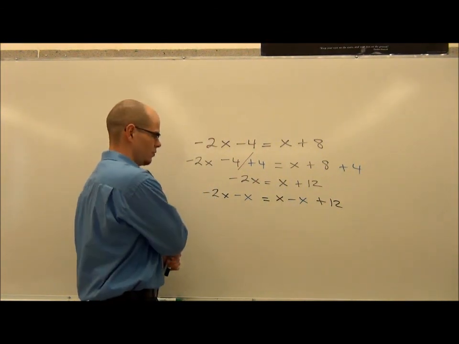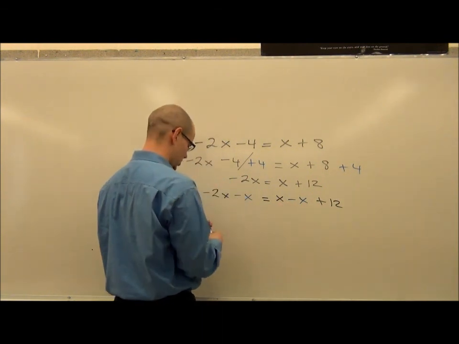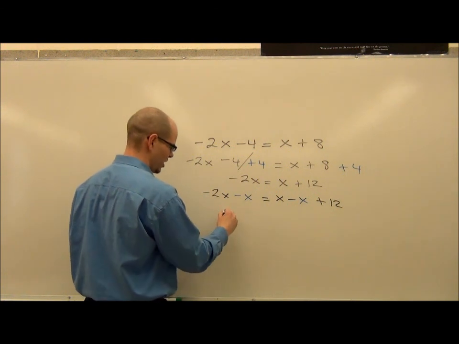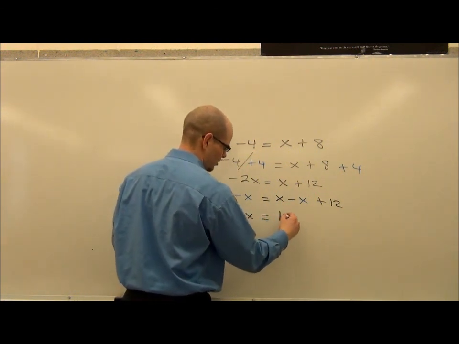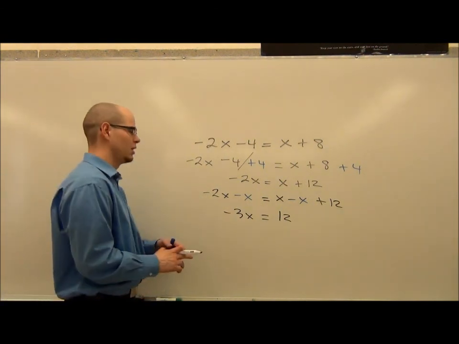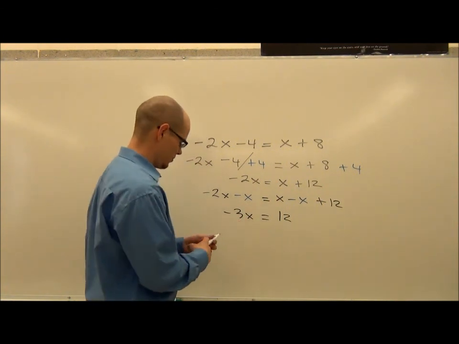From here, though, what is nice about this, 1x minus 1x is just 0. And then on this side, minus 2x minus x is minus 3x. So I've got minus 3x. These cancel out, 12. Now from here, now it's a normal question that we did before. From here, you're going to have to divide both sides by negative 3.